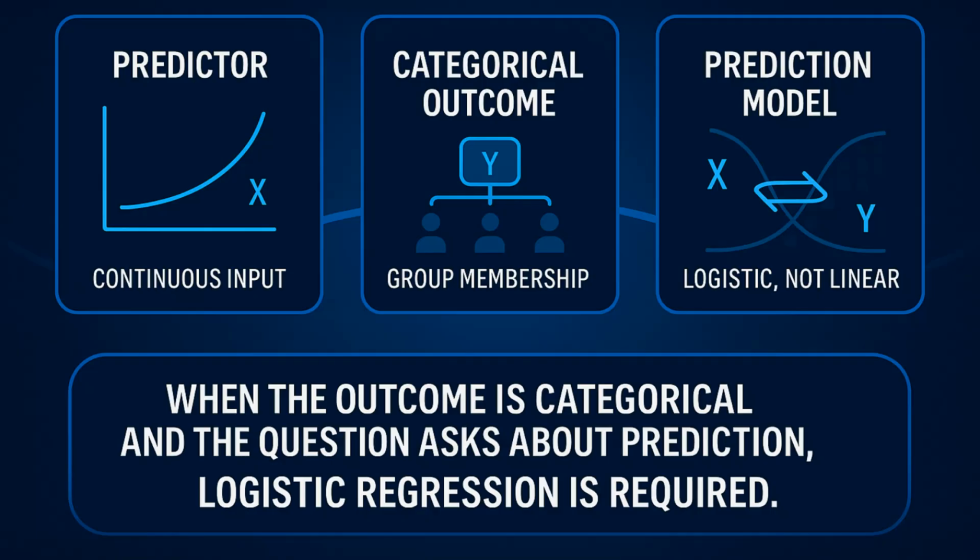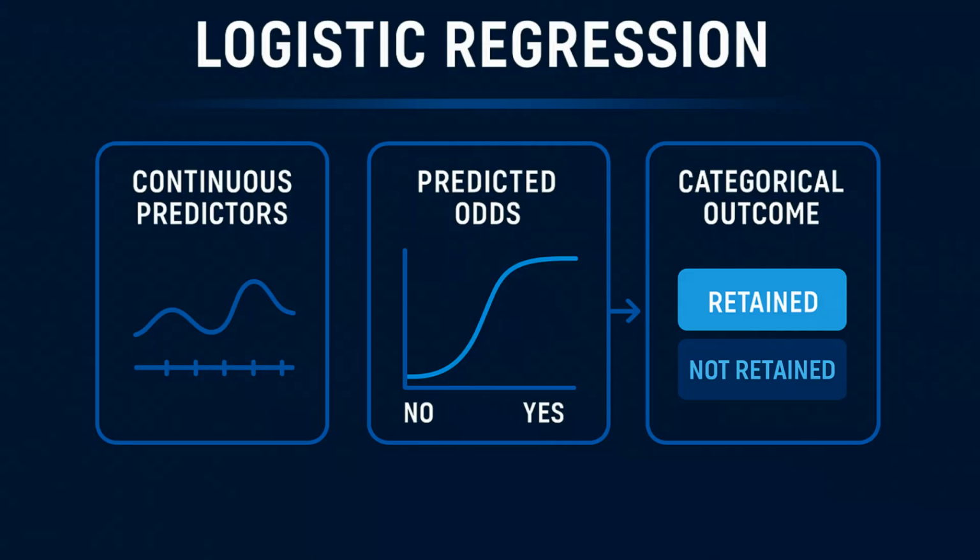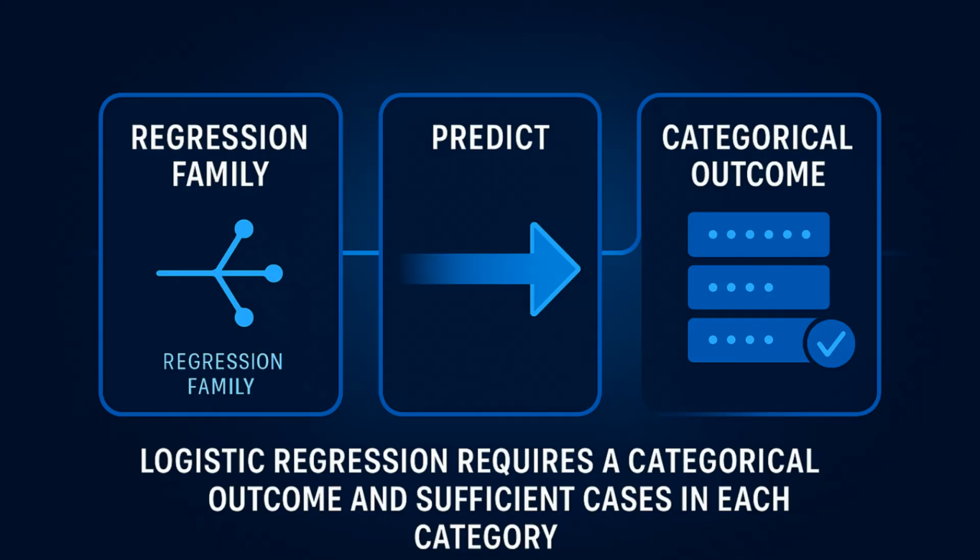When the outcome is categorical and the question asks about prediction, logistic regression is required instead of linear regression. Logistic regression predicts the odds of belonging to a category rather than estimating a numeric score, which is why it is commonly used for outcomes such as retention, completion, passing, or participation. Logistic regression is still part of the regression family and aligns with the verb predict, but it requires a categorical outcome and sufficient cases in each category.